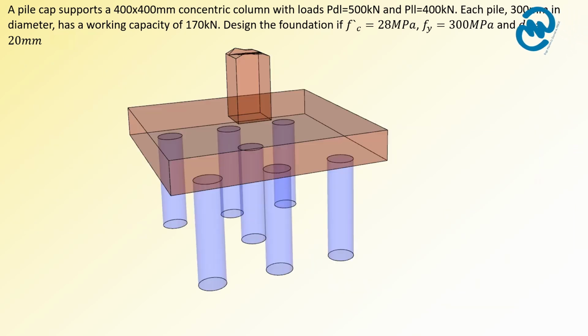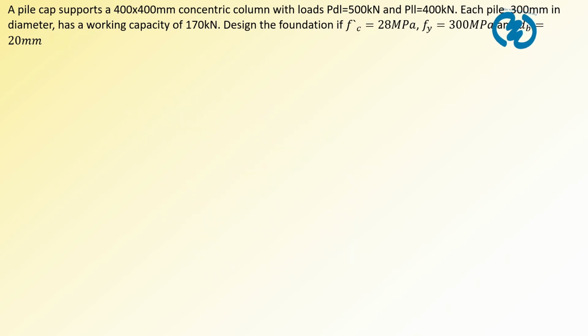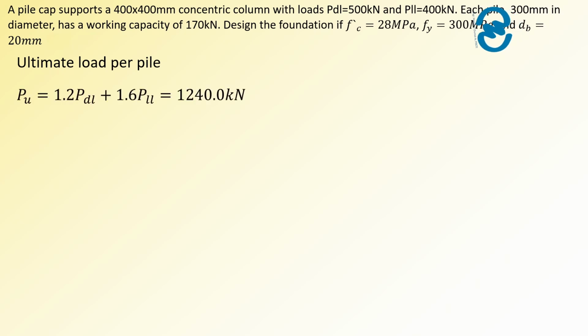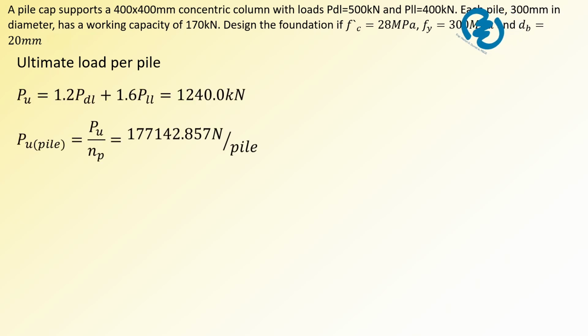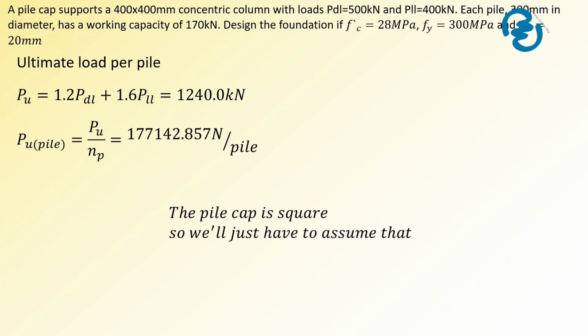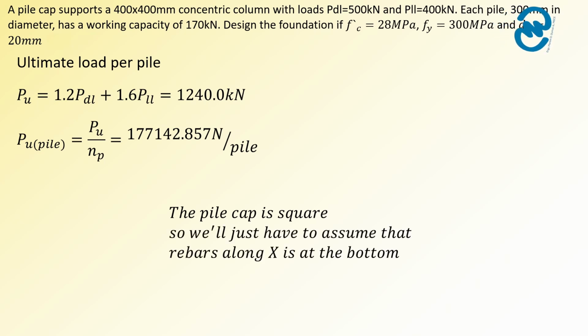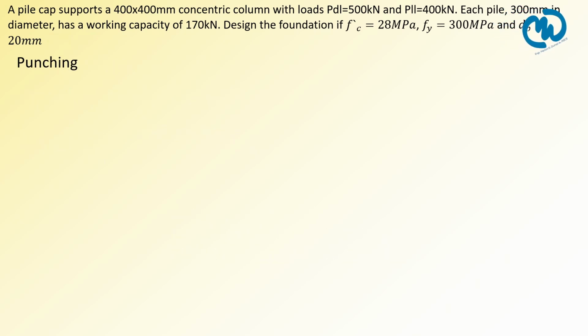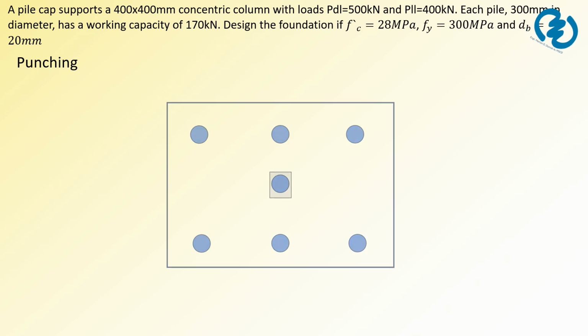This is the 3D view of the pile cap and pile layout. Since there are no bending loads in this case, we can evenly distribute the ultimate load among all the piles. The ultimate reaction for each pile is simply the ultimate load combination divided by the total number of piles. To determine the rebar arrangement, we'll assume the lower layer of rebars runs along the x-axis as the pile cap is square. We can now check for punching shear.